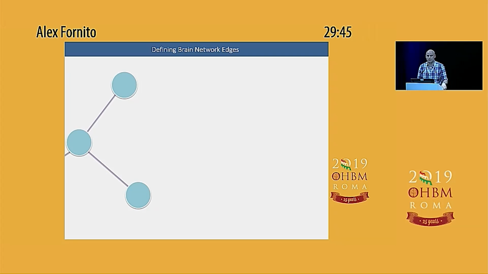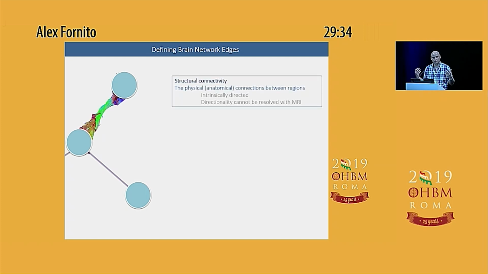But assuming you're happy with your node definitions, we then want to measure connectivity between those nodes. And so when we're talking about brain connectivity, there's three broad classes of connectivity. So one is structural connectivity, which we've talked about. This is the anatomical or physical connections between brain regions. Now this is intrinsically directed, right? So each axon has a source and a target. But typically with MRI, we can't resolve that directionality. So for example, if you use diffusion MRI, we don't know where the connection begins and ends, so we can just map where the connections are. So this is a limitation. If you're using more invasive techniques like track tracing, then you can infer directionality.